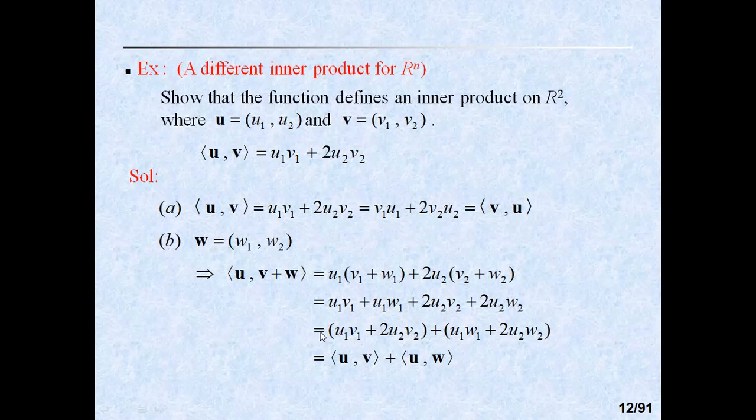Therefore, that can be represented as u1 v1 plus 2 u2 v2, and u1 w1 plus 2 u2 w2, like this in a pair of brackets. This is the inner product of u comma v, and this is the inner product of u comma w. See here, the inner product of u comma v plus w is equal to the inner product of u comma v plus the inner product of u comma w. That's why the second axiom is also satisfied by this inner product.